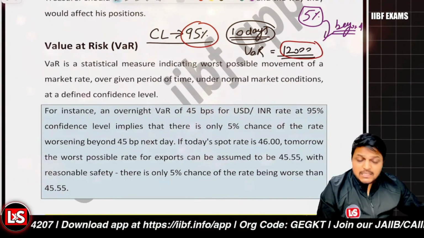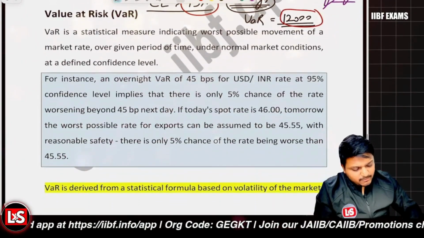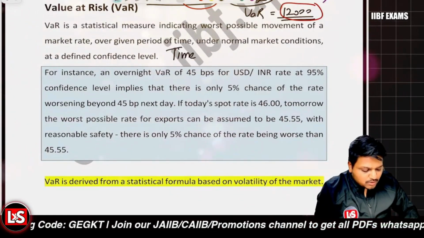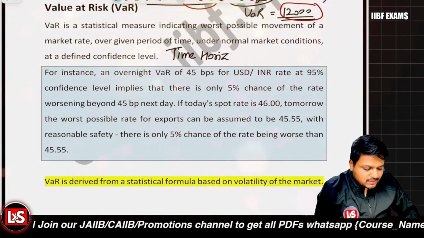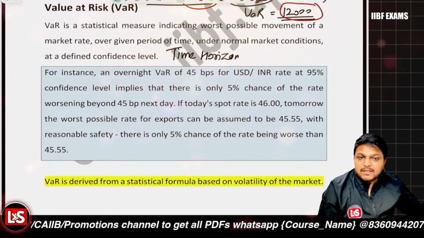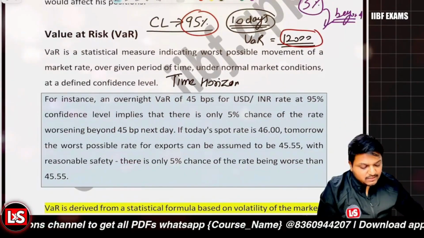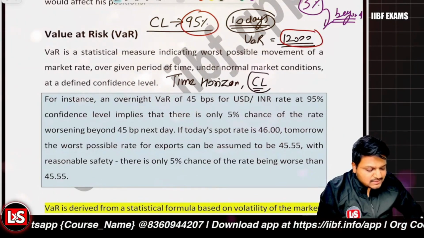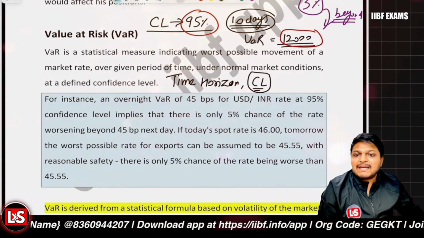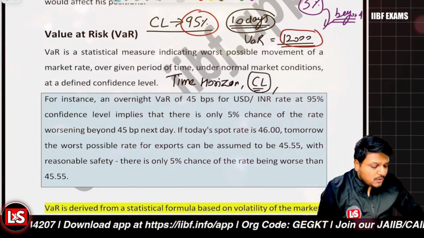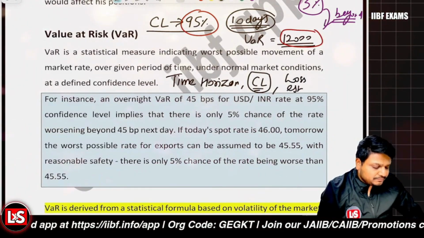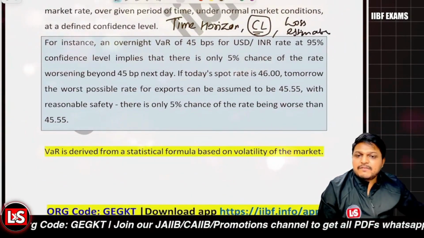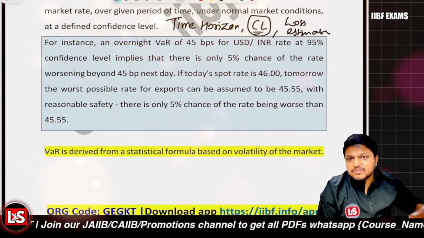So there are key components of the VAR. Kindly take note. The first key component is the time horizon, the period we are talking about. In this case, we have taken 10 days. The second is the confidence limit, CL, the probability level. And the third is the loss estimate which is given to you. Clear with it?